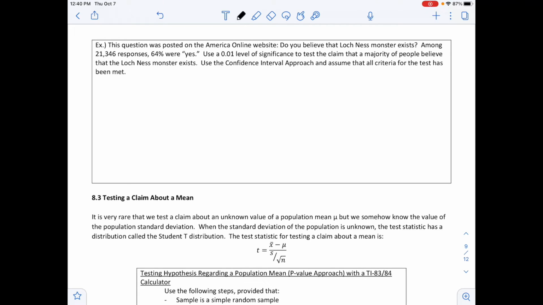So this time it wants us to use the confidence interval approach, and then it also tells us that the criteria for the test has been met, so we don't have to worry about that. So first thing we're going to do is set up our null and alternative. We still have to do that no matter what approach we're using. And I don't see any percents on here, but we do have a word that we might see, and it is majority. So what a majority means is more than half, so more than 50%. So more than half of the people believe that the Loch Ness Monster exists.